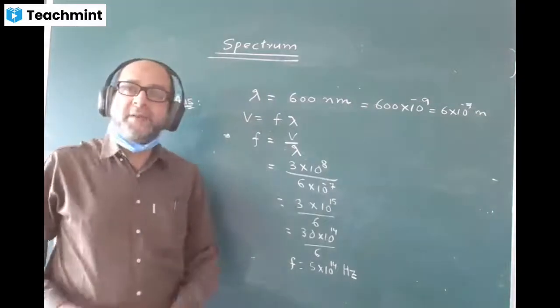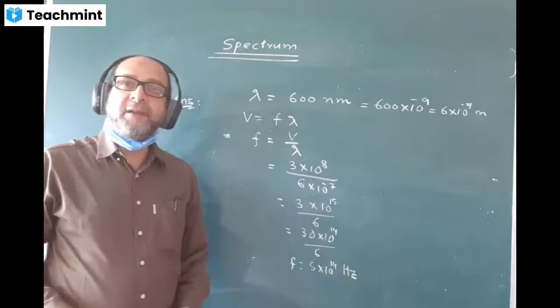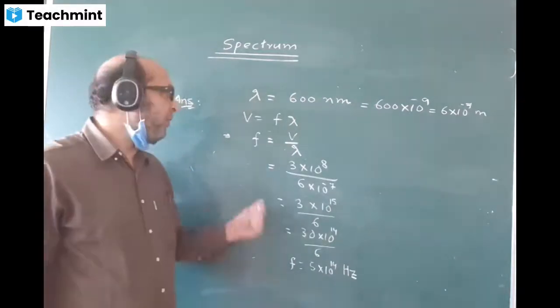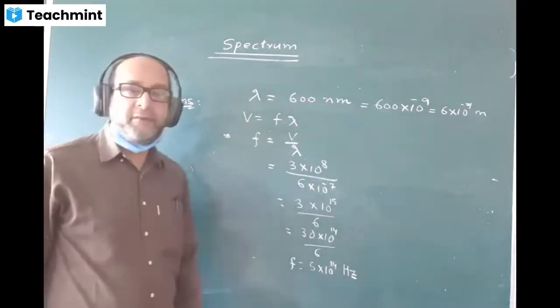When wavelength is given, we can find frequency. Or when frequency is given, we can find wavelength. Vice versa. And the formula is this one only. One formula only we have: c equal to f into lambda.